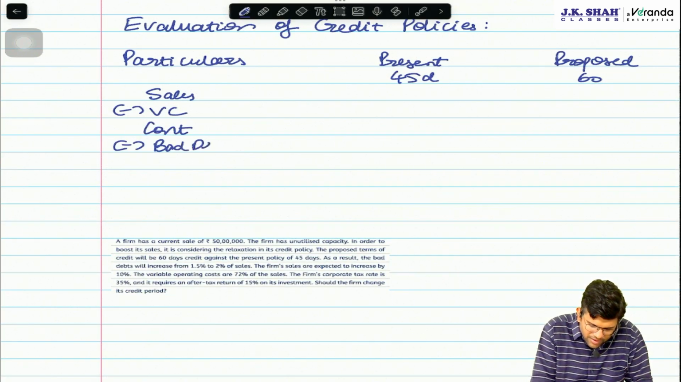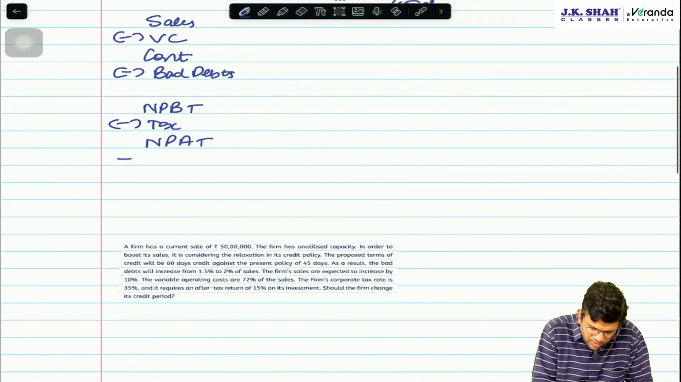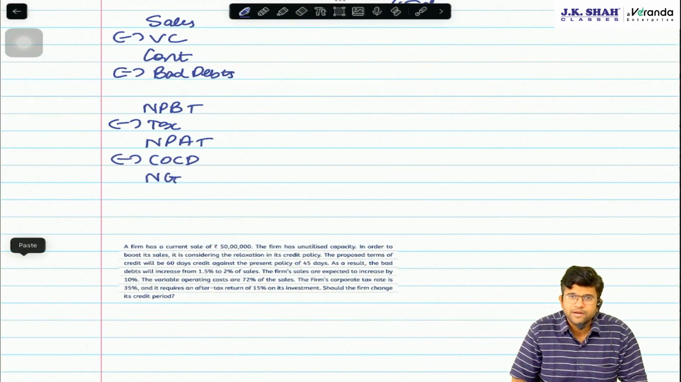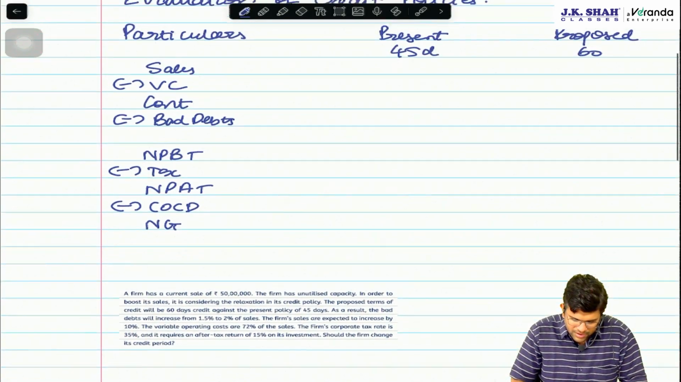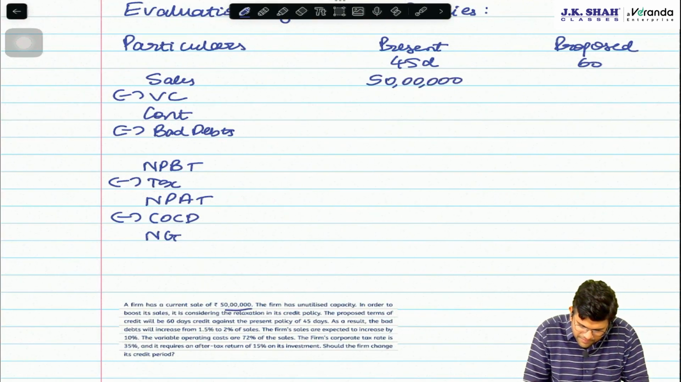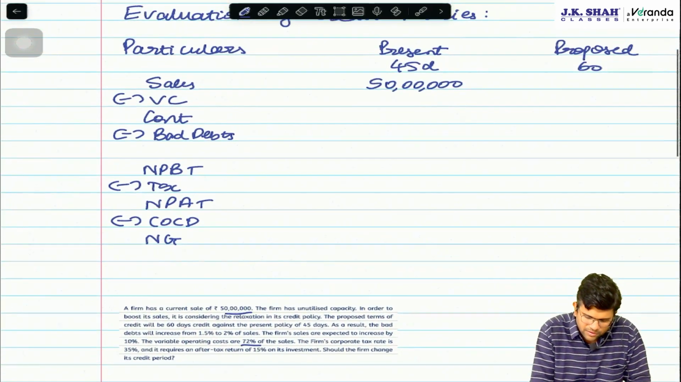So here I will do minus bad debts, and that will give you your net profit before tax. Minus tax will give net profit after tax, and then from this we subtract the opportunity cost, that is cost of carrying debtors, and what we get is net gain or net benefit. Whichever option has the higher net gain or net benefit, we will choose it. Now let's go to sales. Present policy first: sales are 50 lakh, given in the first line. Then they are saying that the variable costs will be 72% of sales.